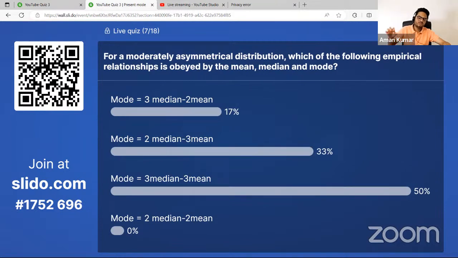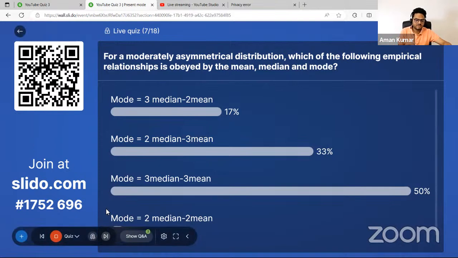3 median minus 3 mean, you are saying. No, that's not right. I think you got confused between 3 mean and 2 mean. It's 2 mean, not 3 mean. So A is the right answer here: 3 median minus 2 mean. I think some of you would have forgotten because this is more of a study thing.